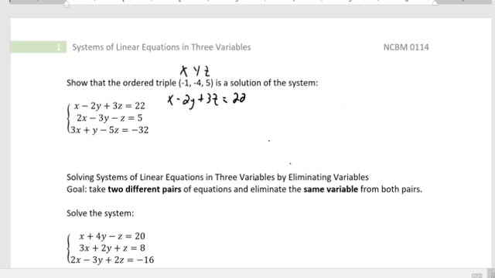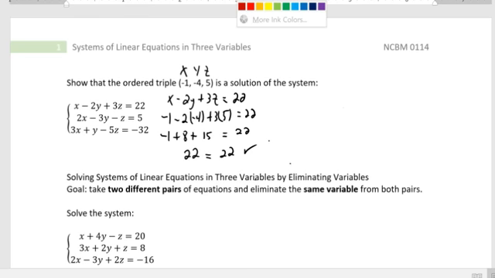So if I let x be -1 and y is -4 and z is 5, and we simplify, we get -1 plus 8 plus 15 equals 22. -1 plus 8 is 7, plus 15 is 22. So 22 is equal to 22. So then we try the next equation.